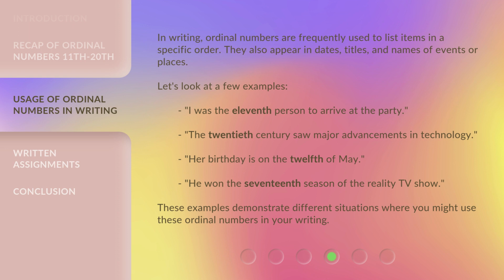I was the 11th person to arrive at the party. The 20th century saw major advancements in technology. Her birthday is on the 12th of May. He won the 17th season of the reality TV show. These examples demonstrate different situations where you might use these ordinal numbers in your writing.